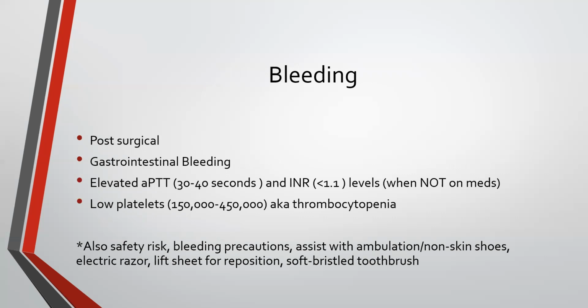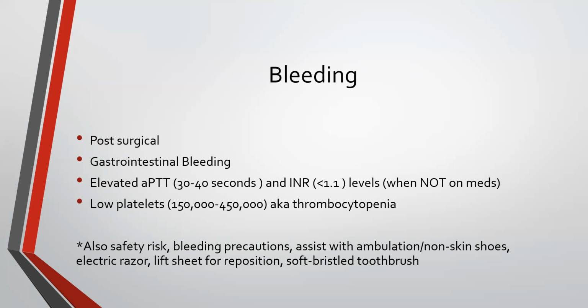Bleeding, okay, this is the second most common reason why we have anemia. Bleeding can be post-surgical, right? We've had surgery, it was extensive, they had a lot of blood loss, etc. Therefore, we have GI bleeding. Also, what puts us at risk for bleeding and having anemia would be if our PTT levels or our INR levels, which is international normalized ratio, are elevated.